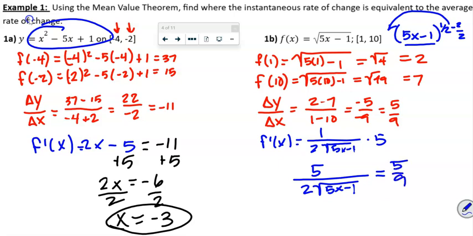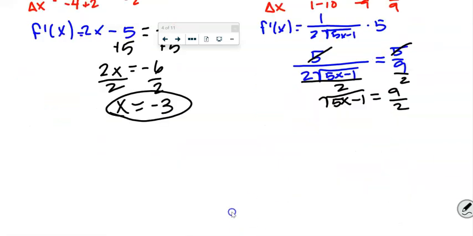Now, hopefully y'all remember from your algebra days that these two can cancel each other out, and we can just set that equal to each other, right? So now I'm going to divide both sides here by 2. Okay, so that's going to give me the square root of 5x minus 1 is equal to 9 over 2. How do we get rid of a square root? We have to square it on both sides, right? So we're going to square both of these.